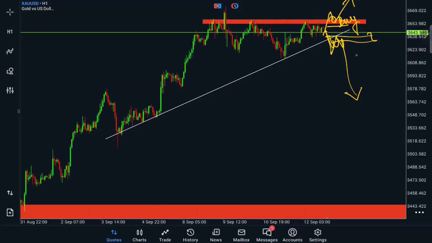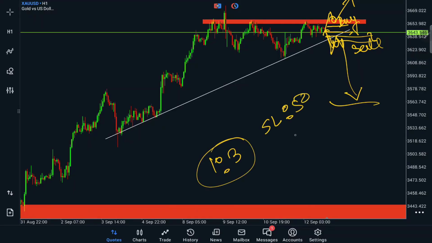Okay, then we will sell around there, and we will set our SL above the particular area or above the trend line, and we will take our long TP or long profit from that. And we basically trade 1:3 risk reward ratio. So if your SL is 50 pips, your TP will be 150 pips. Okay, this is the simplest theory.